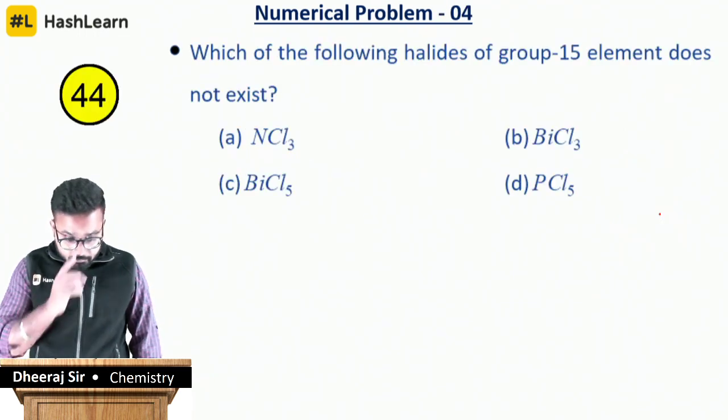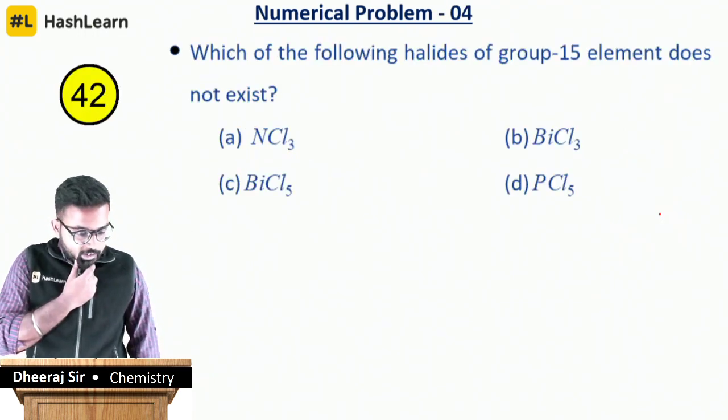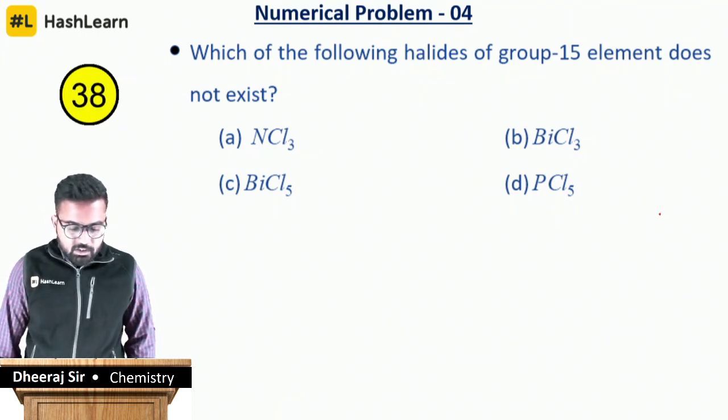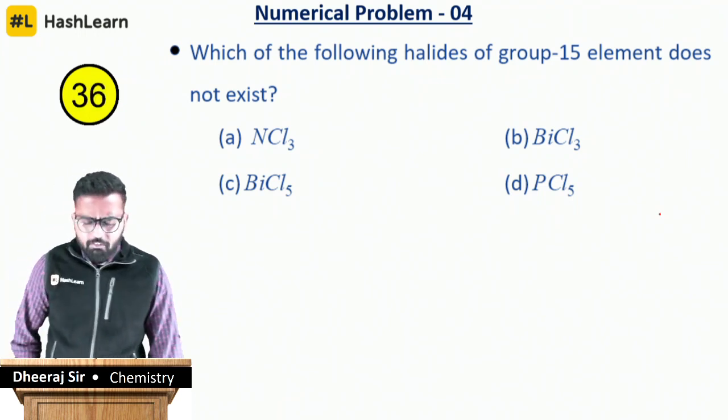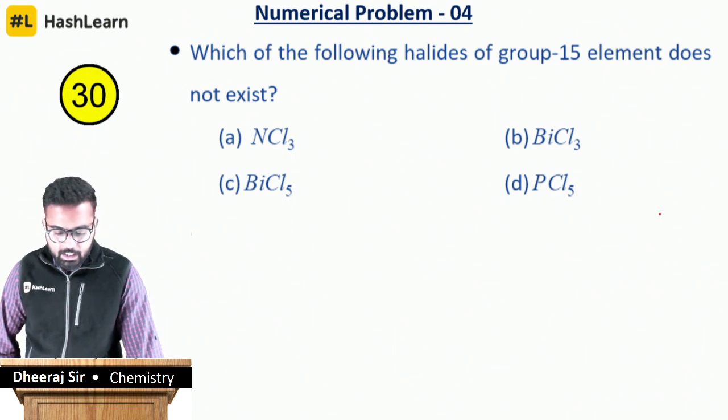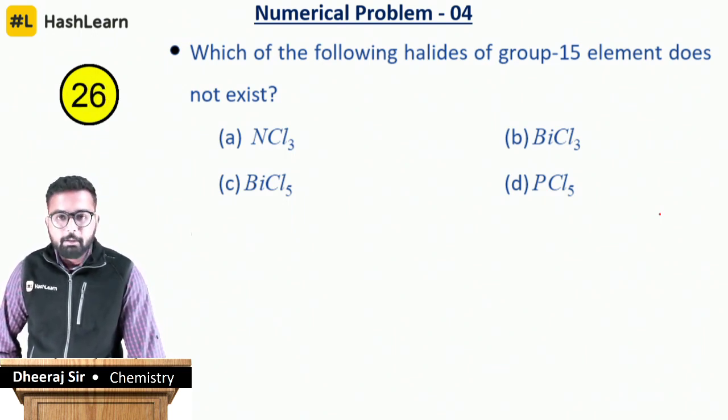So moving ahead, the fourth problem for the day, the first numerical. Which of the following halides of group 15 elements does not exist? Pretty straightforward, easy to answer. Which of the following halides of group 15 elements does not exist? We have NCl3, BiCl3, BiCl5 and PCl5.